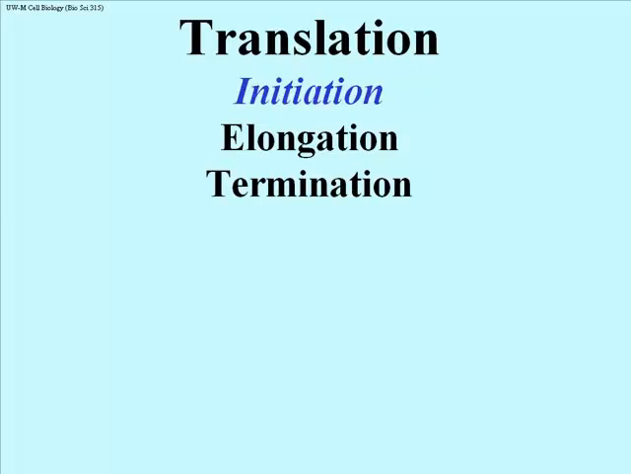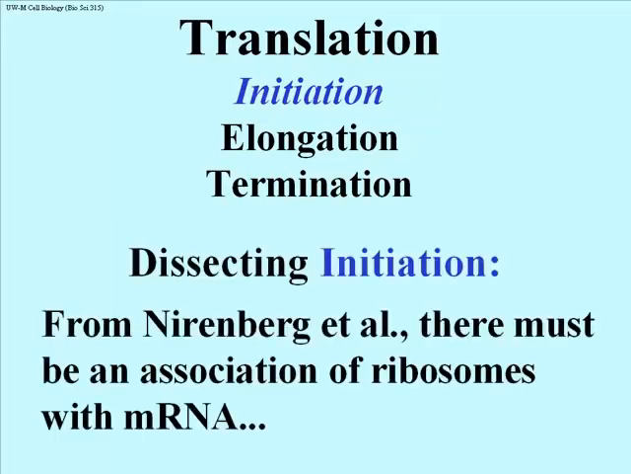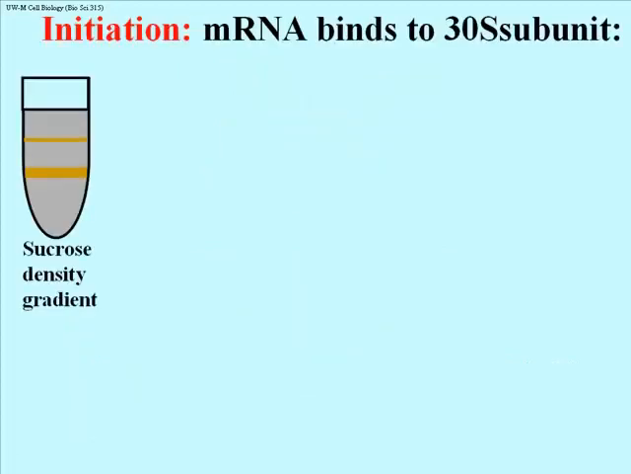Hello, this module is on translation, but specifically on initiation. So we're going to look at how Nirenberg dissected initiation, actually Nirenberg and others, how they dissected the initiation process. And Nirenberg assumed from his prior experiments that there was an association of his ribosomes with messenger RNA. You'll recall that that's in fact the basis on which he did experiments that eventually deciphered the entire genetic code.